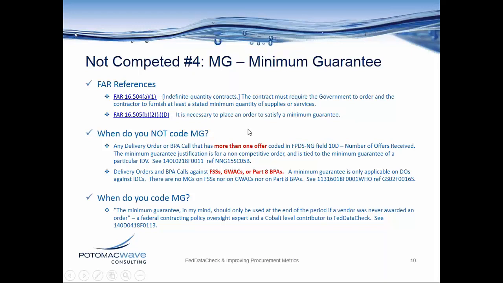to give a non-competitive award to a vendor to meet that minimum guarantee on the IDC. You can't have a minimum guarantee justification for a not competed order in the fair opportunity limited sources field if you got more than one offer.